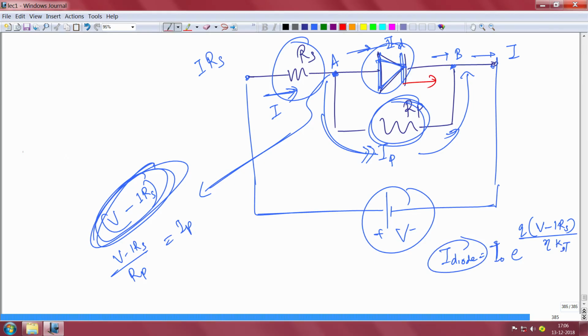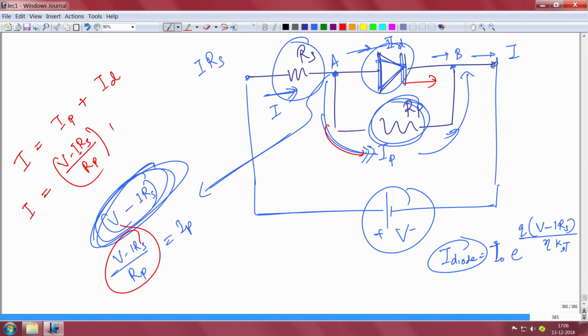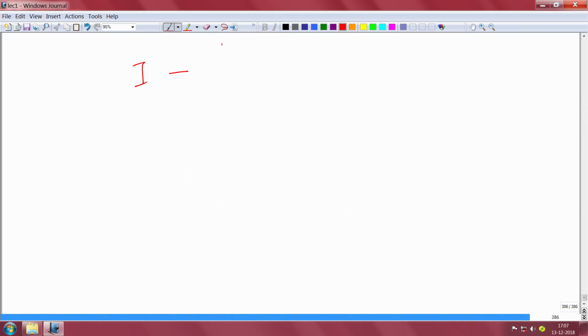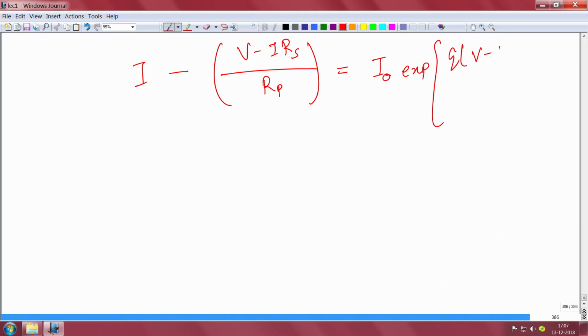So essentially the total current is equal to the current flowing through the shunt resistance, which is Ip, plus the current going through the diode. So the total current is equal to (V minus IRs) by Rp, plus I naught, the reverse saturation current, times exponential of Q(V minus IRs) by eta KT. Can you see the point? Let me write it down again: the total current I equals (V minus IRs) by Rp, with series and shunt resistance, plus I naught, the reverse saturation current, e to the power Q(V minus IRs) by eta KT.